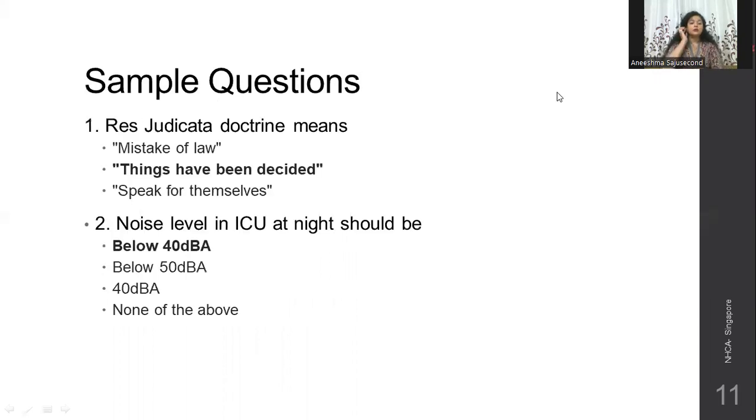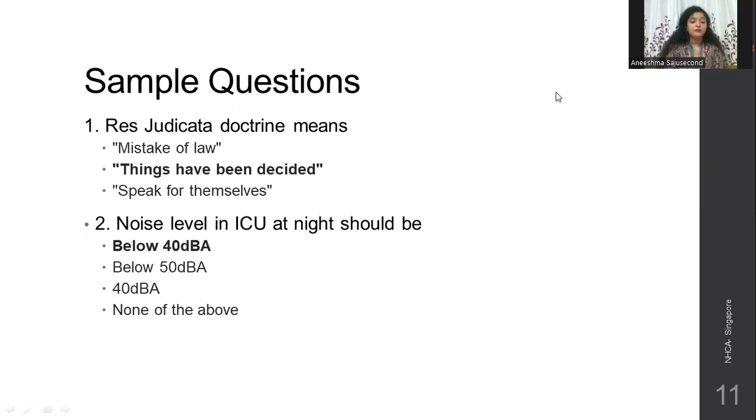Sample questions here for quality control management. Res judicata doctrine means what? Some options have been given. The correct answer is things have been decided. Once a judgment has been passed and it has been carried out, you can't try the same perpetrator for the same crime over and over again. So that is, things have been decided.